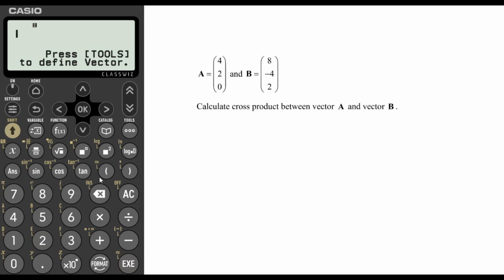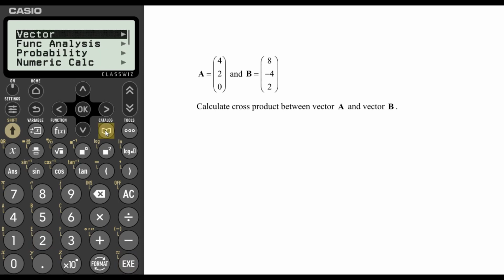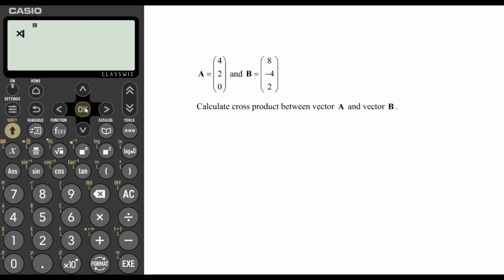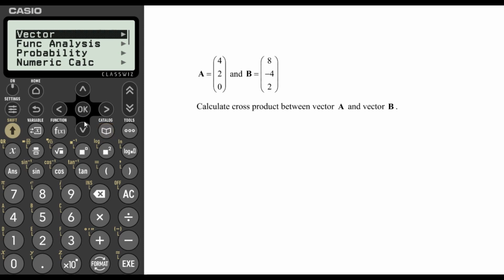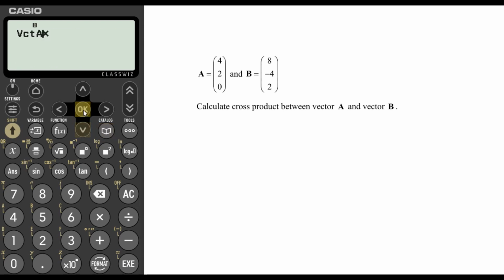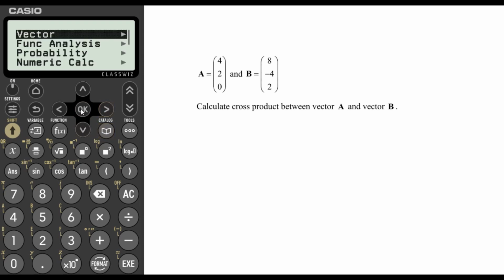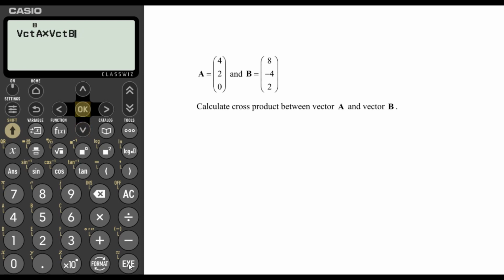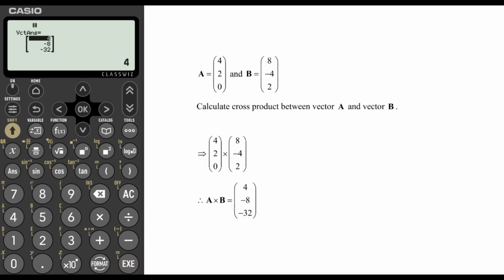We want the cross product. So if we go to catalog, then vector calc, we want the cross product. So we have vector A, which we need to load up, cross with vector B. So if we work out the cross product, it is equal to 4, negative 8, negative 32.